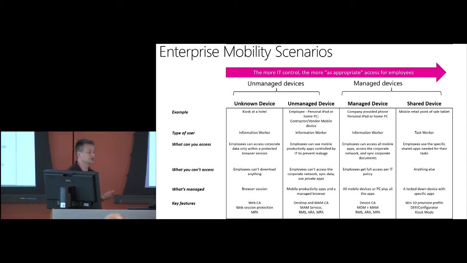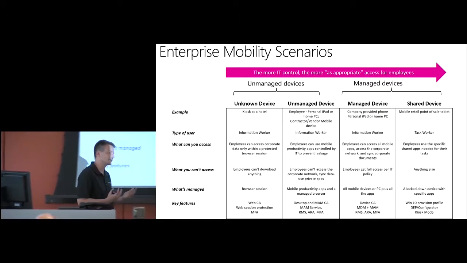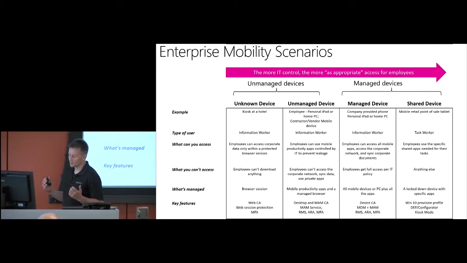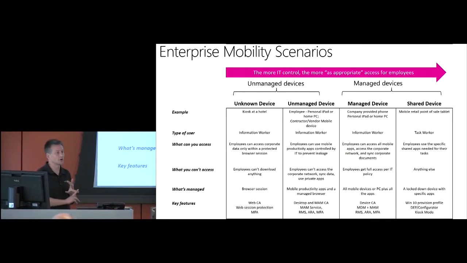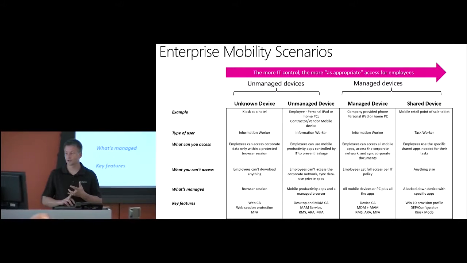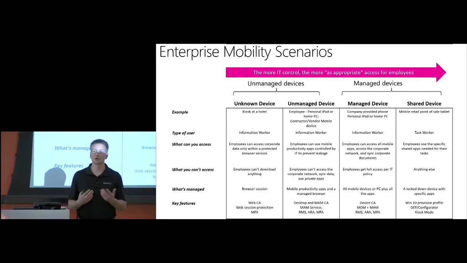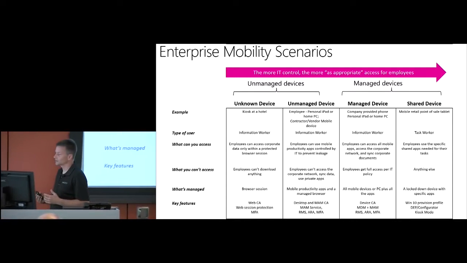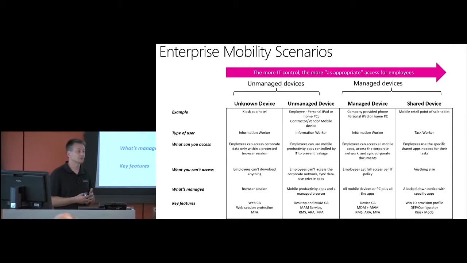You can think of that as the kiosk in the hotel, the internet cafe. I guess those are going away. But it's a device that's not necessarily owned either by the user or by the company. Second to that, we obviously have the unmanaged device. So you can think of that as your personal iPad, your home PC, etc. Then you get onto a managed device, so a mobile device that the company has probably provided.